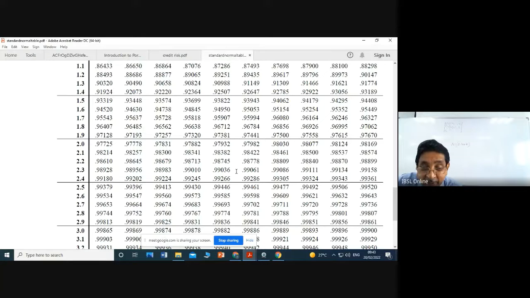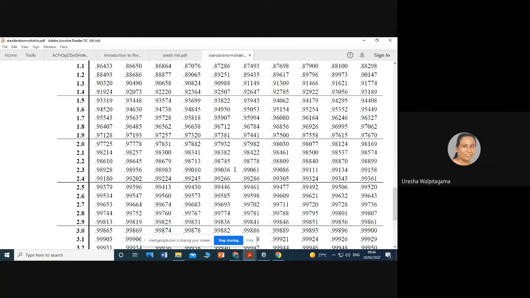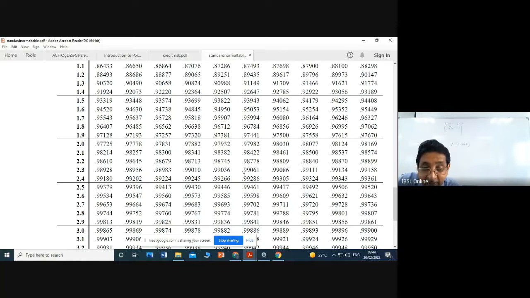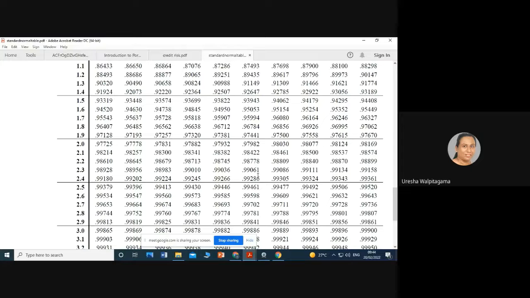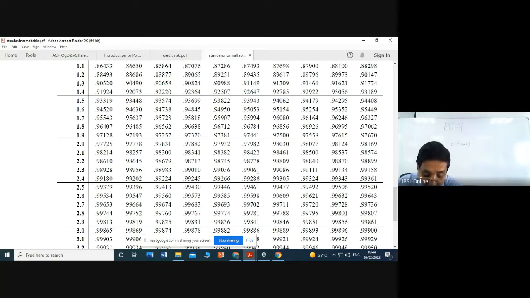So then what we need to do is get the difference between 0.99061 and 0.99036. That comes as 0.00025, right? And you have to calculate the portion. The portion is 48 over 50.